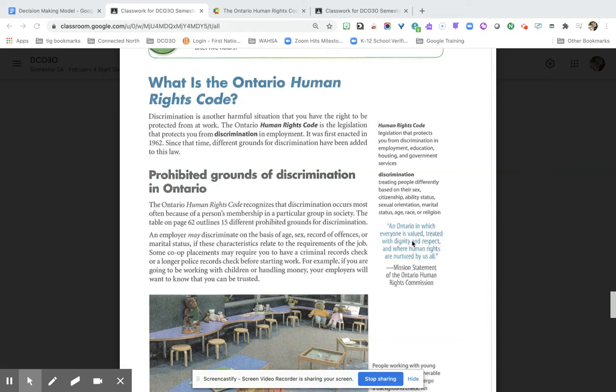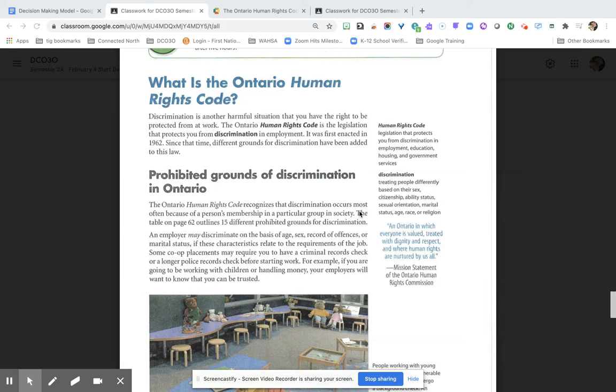We are finishing up topic 6 today, where we're looking at the Human Rights Code, learning about what human rights are and how we are protected from discrimination, especially in employment, according to the employment standards. So basically, we're looking at what the Ontario Human Rights Code is.